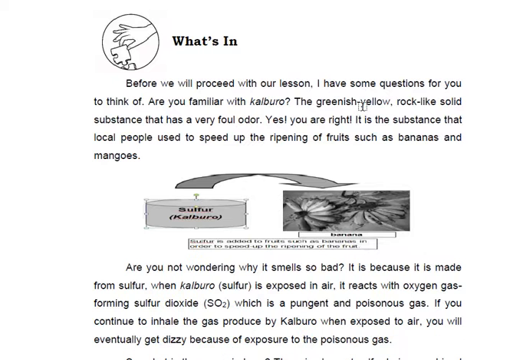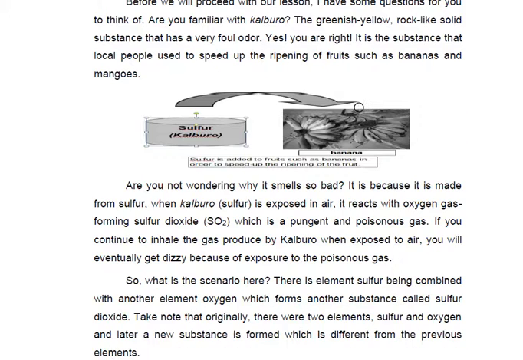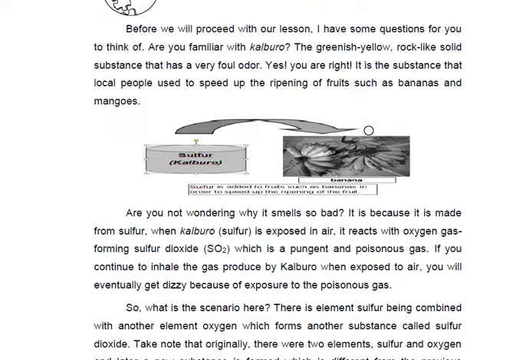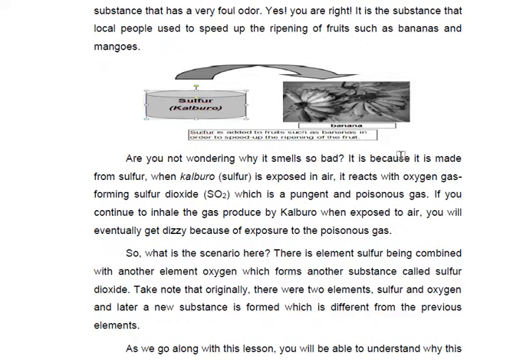So here, you have to read this and find out what is a compound. So some examples is this one. Are you familiar with the kalburo? This is a greenish yellow rock-like solid substance that has a very foul odor. It smells bad. And it is used to ripen fruits, no? So they say that a fruit that has been ripened this way is kalburo.